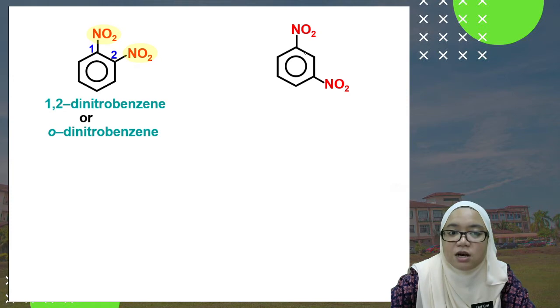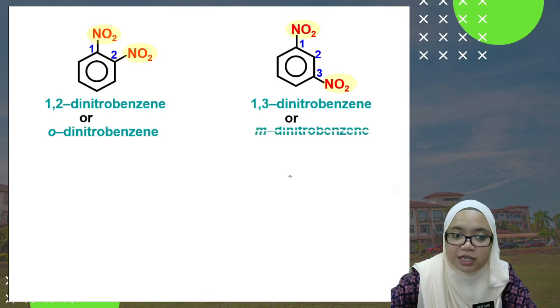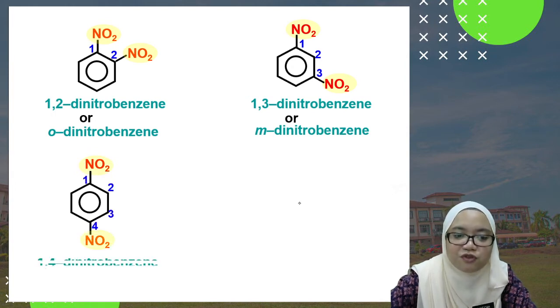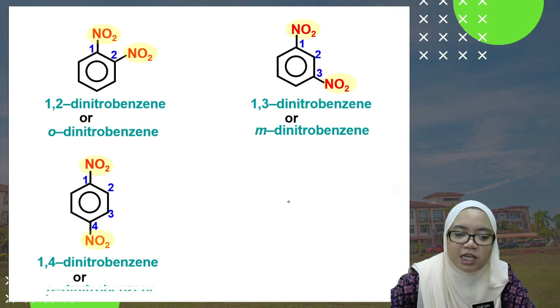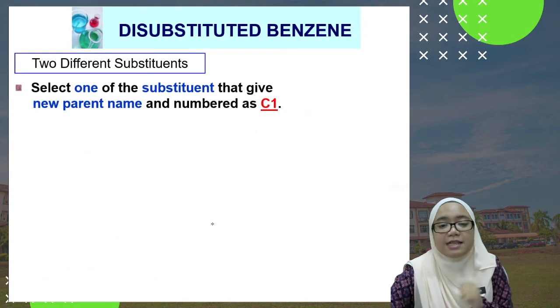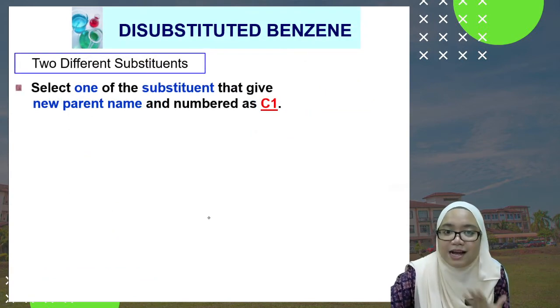Okay, same goes to this one. Okay, kita ada 1,3-dinitrobenzene. Tapi kalau kita nak namakan dia ikut position, kita akan namakan dia jadi meta-dinitrobenzene. Okey, yang ni pun sama. Kalau biasa kita akan namakan dia dengan 1,4-dinitrobenzene. Tapi kalau kita namakan dia ikut position, kita akan namakan dia ikut para-dinitrobenzene.